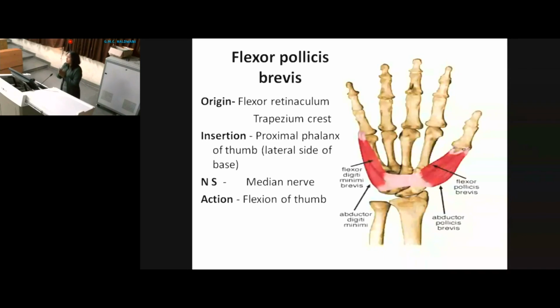So the second muscle is the flexor pollicis brevis. Again it is found on the lateral side, so it also arises from the flexor retinaculum and the trapezium crest. Clear? The insertion is the same, in the same way: proximal phalanx on the lateral side of the thumb. Okay, base of the proximal phalanx. Nerve supply is the same, median nerve. The name is flexor pollicis brevis, so the function is flexion of the thumb. Clear?